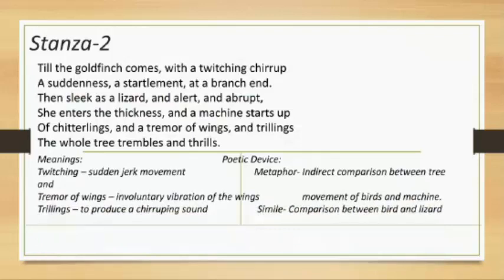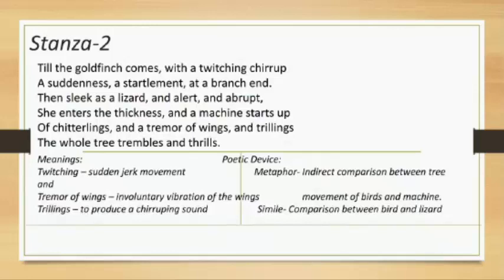The next word is tremor of wings. It refers to the vibration of the wings. So when the bird came, the bird was also flapping its wings. The young chicks, seeing the bird, also got thrilled and started moving their small little wings. So the vibration of wings is being referred to here. Then the next word is trillings. Trillings means to produce a chirping sound. Chirping sound made by the birds, right?